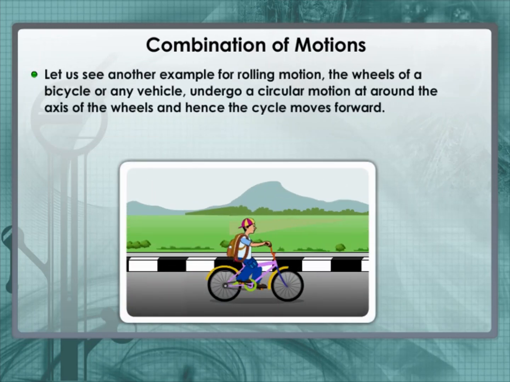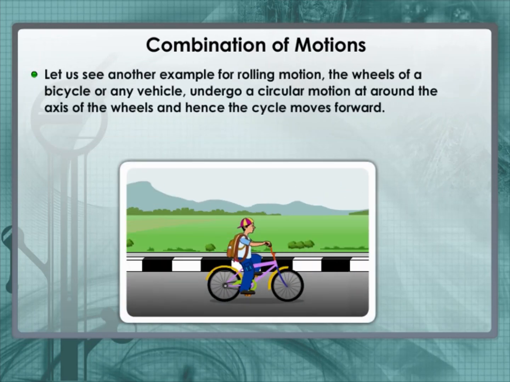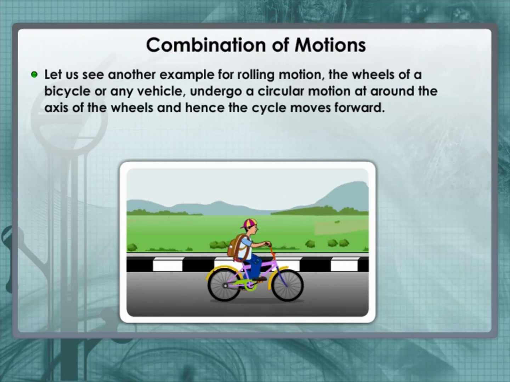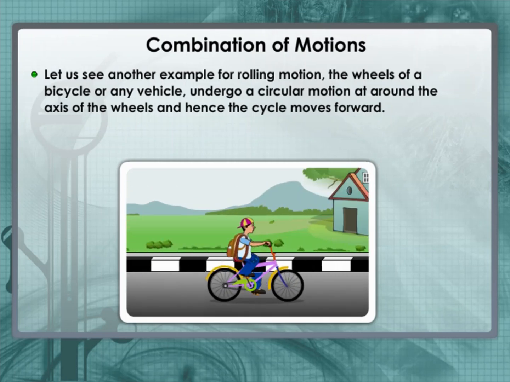Let us see another example for rolling motion. The wheels of a bicycle or any vehicle undergo a circular motion around the axis of the wheels, and hence the cycle moves forward.